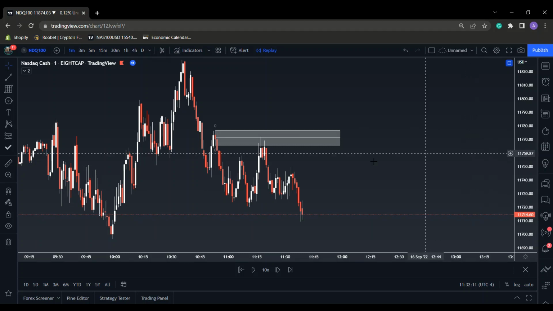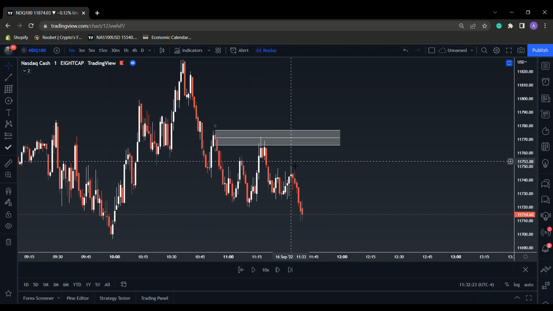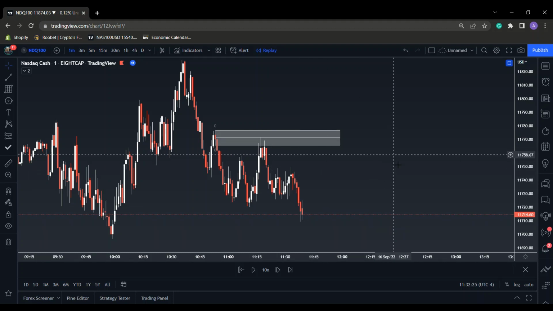In today's video we're going to be going over this little supply setup I took yesterday, 9/16. It was Friday, the last day the market was open for the week. We ended up in this position, total of 9R, and it was within, I'd say, 10-15 minutes. So let's get right into it.